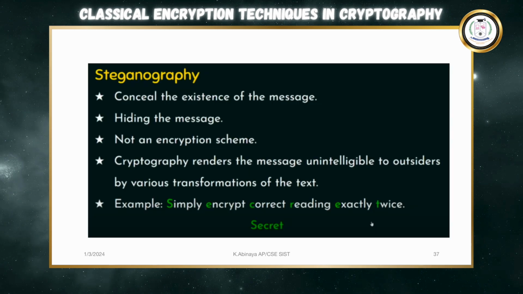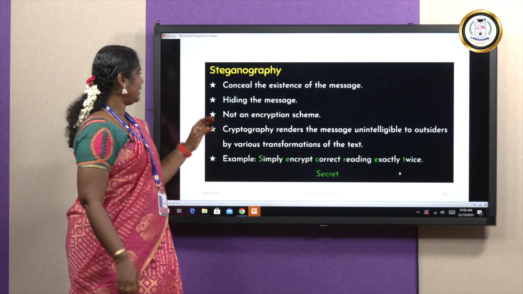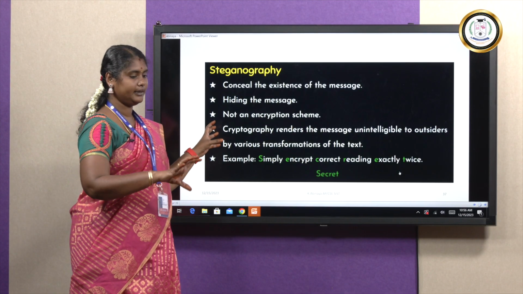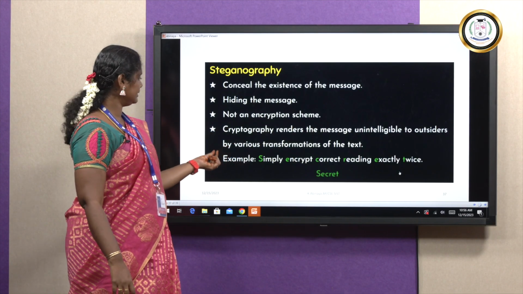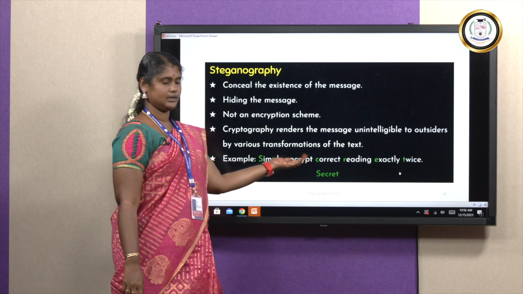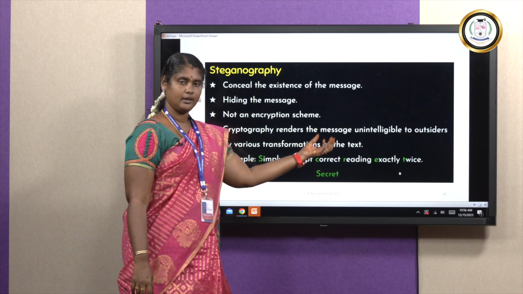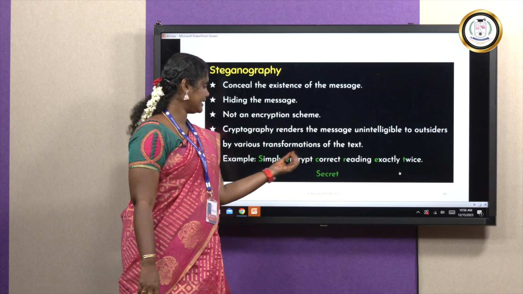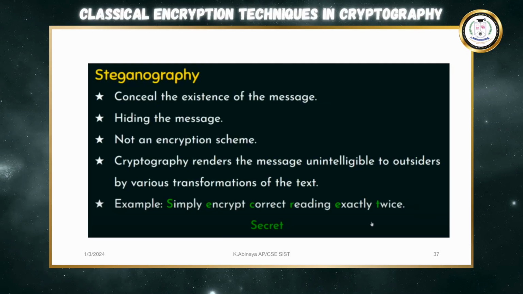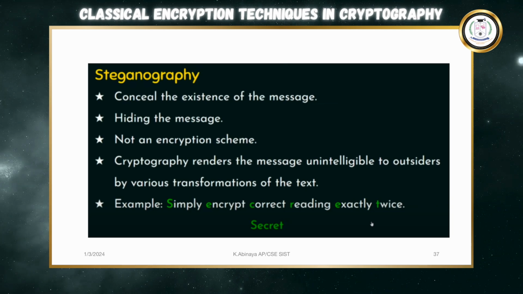The next model is steganography. For example, we know we have hidden ink. Like that, we hide the original data. This is an example. This is your original data: "Simply encrypt correct reading exactly twice." Instead of sending the plain text, I am going to take only the first letter of every word and send that. That is your steganography model. You are hiding the data.